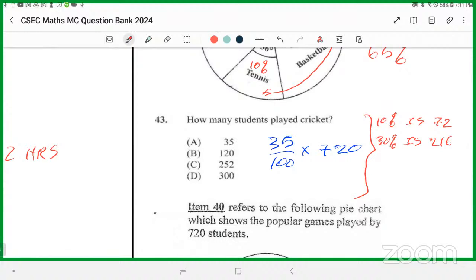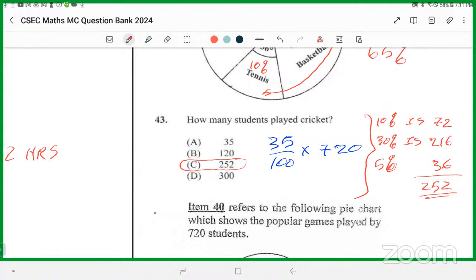And you want 5 more percent. 5% is half of this. If 10% is 72, then 5% is half of that, which is 36. So the 35% is the sum of these two values right here. So the answer must be this, 252, sorry, 252. That is it, 252.